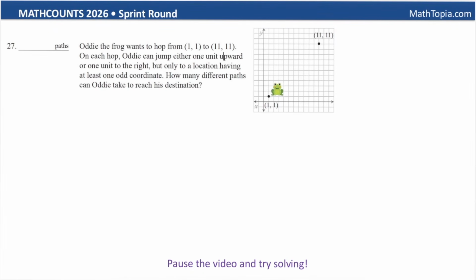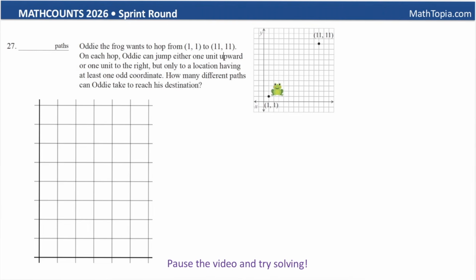Audie the frog wants to hop from the point (1, 1) to the point (11, 11). On each hop, Audie can either jump 1 unit upward or 1 unit to the right, but only to a location having at least one odd coordinate. How many different paths can Audie take to reach his destination?